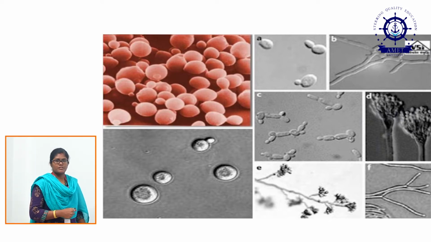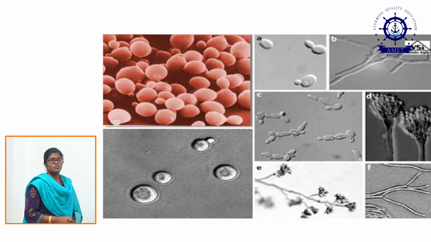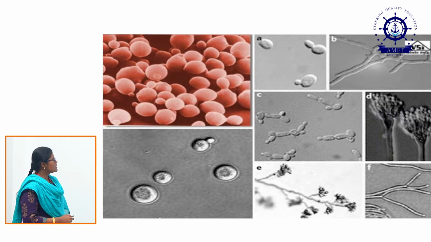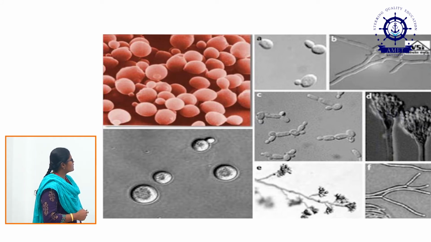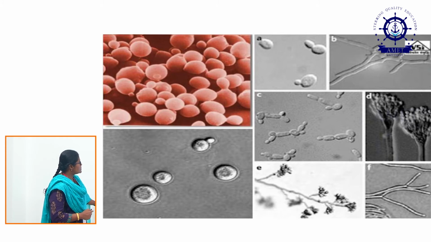The next slide is the pictorial representation of the yeast which is used for fermentation. Can you see the budding cells, the budding from the mother cell? This is the mother cell and this is the daughter cell, where the reproduction is done through budding.